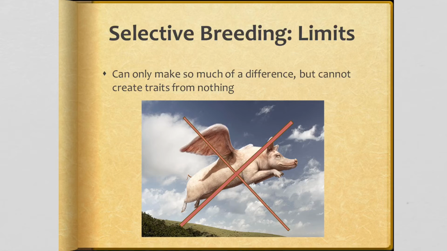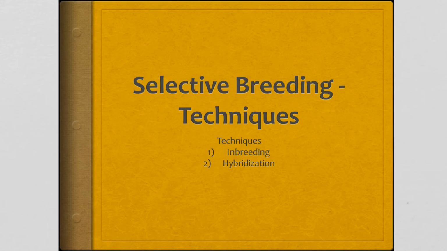So you can enhance traits that already exist, but you can't really create traits from nothing. You can't make a flying pig, for example, because pigs will never have wings. Now, if one pig had a genetic mutation that gave him wings, sure, you could breed that pig over and over again and make lots of baby pigs with wings, but until a pig shows up with wings, you're not going to be able to make a pig with wings. So you can only enhance mutations that are already in the population.